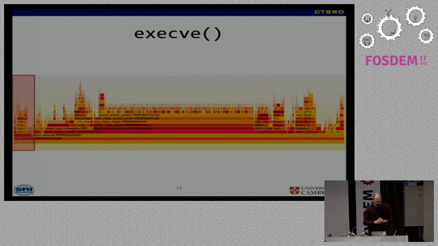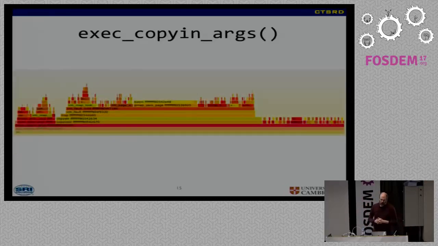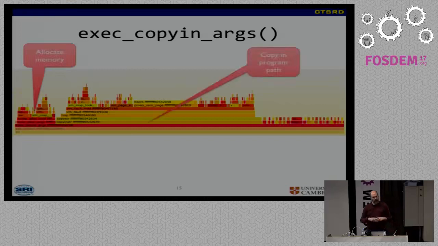So now we're going to zoom in a bit. The first bit of execve is exec_copyin_args. It does a bit of memory allocation in the kernel, and then it copies in the program path as well as all the command line arguments for the program and all the environment that was passed to the program. It has to get this out of the parent process and into the kernel so that it can then be copied into the new process.